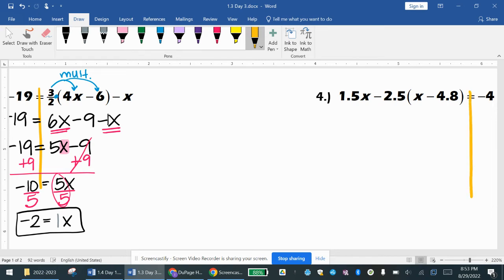Okay, so in the next example, it looks like I've got some like terms, right? But one of them is inside the parentheses, so I'm going to go ahead and distribute. This time I'm distributing a -2.5 times 1x and -2.5 times -4.8. So that's going to bring down, we have to bring down the 1.5x, and then we're going to do -2.5 times x and -2.5 times -4.8, which should give you 12.